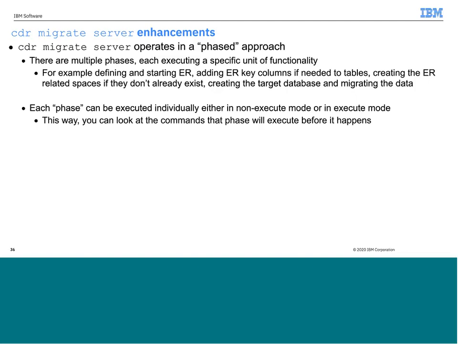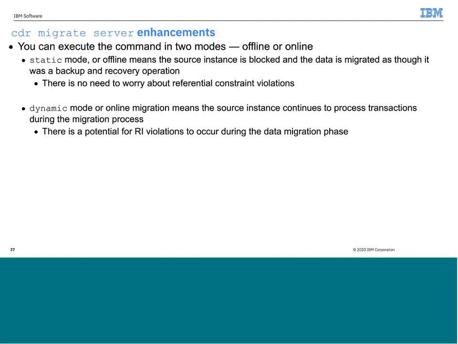And what's nice about Migrate Server is, as it goes through all the phases, it will look to see, has this phase already been done? So one of the phases is the creation of DB spaces to support ER. So it will look at onConfig to see if those spaces are configured. Then it will look at the instance to see if those spaces actually exist. If they do, it skips the phase and moves on. So it's really intelligent that way.